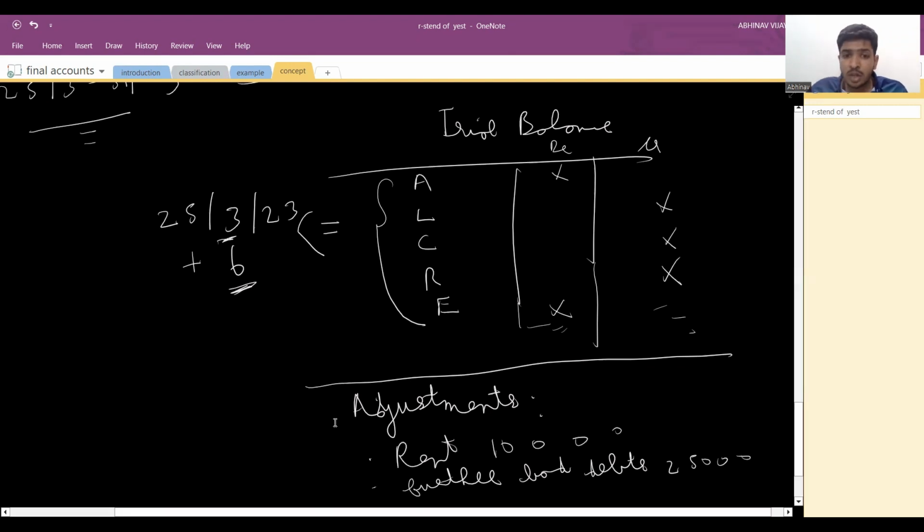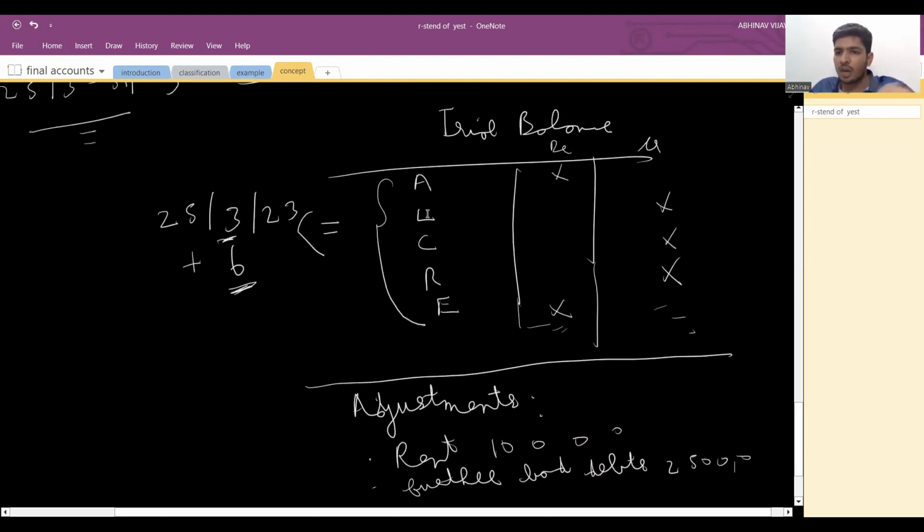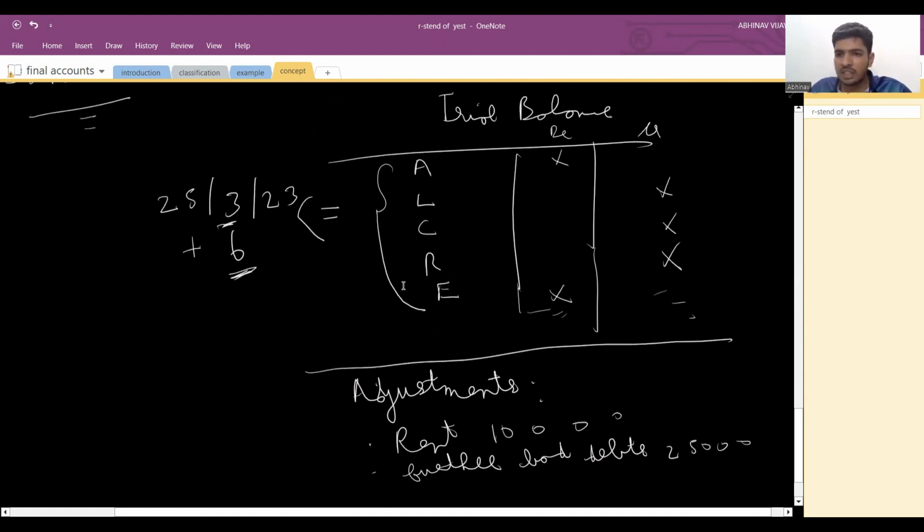Now this adjustment not only includes the transactions that take place after 25th, it may also include some errors that happened in the preparation of accounts or any other change in principles during this period. We'll go through every case whenever we solve questions. But for now, understand these are adjustments.